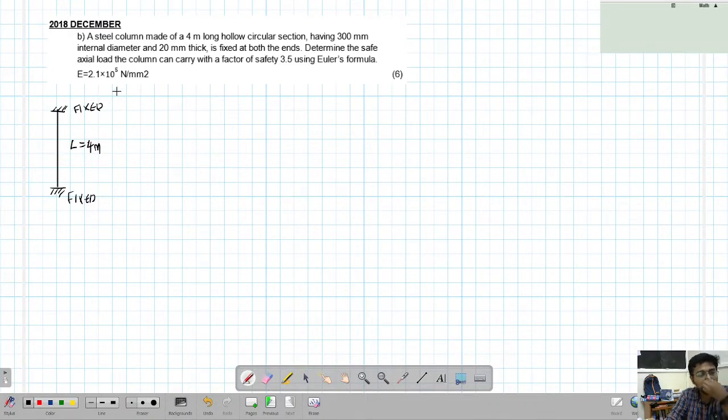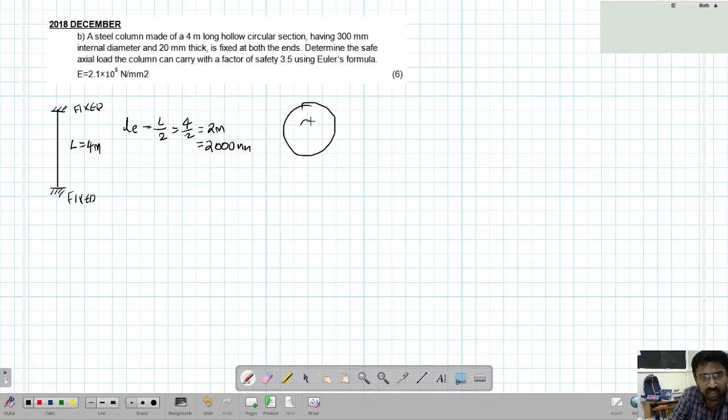Okay. So the moment you get the length of the column and boundary condition, you have to write the effective length of the column. Effective length for the case in which both ends are fixed is nothing but total length by 2. So that is 4 by 2. That is 2 meters. So this is nothing but 2000 mm. This is the effective length.